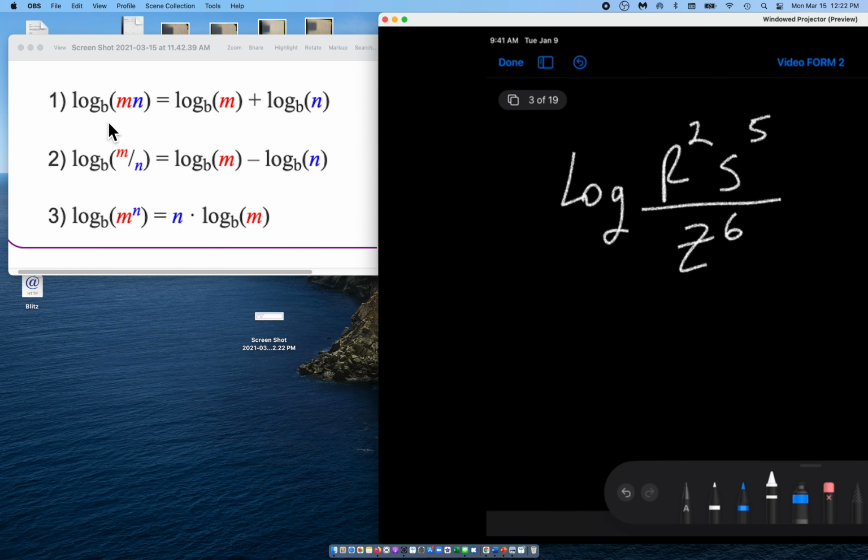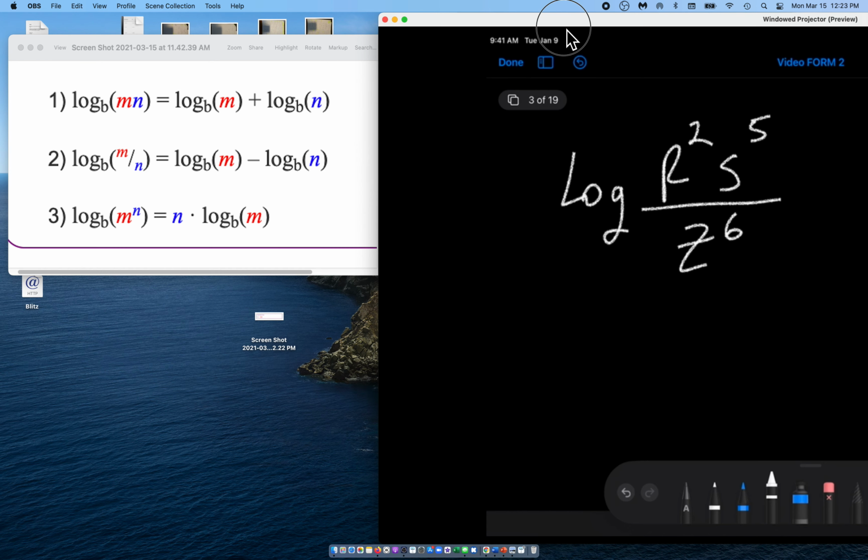Here we have, this is the one we're looking at. So you have log to the base b of m over n. So in our example, we have log to the base 10, because there's an understood 10 here, with this fraction. So notice the numerator m is going to have a positive sign in front of it, and the denominator here, n, is going to have a negative sign.